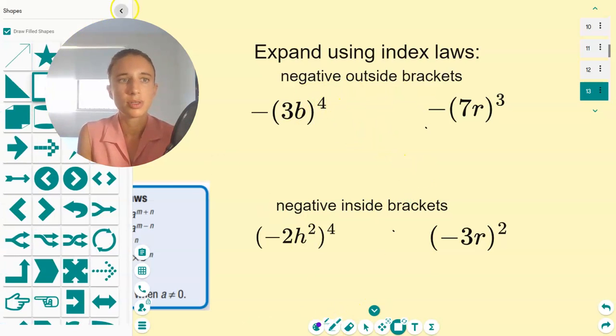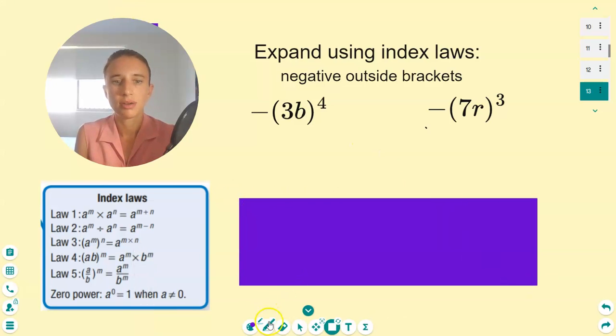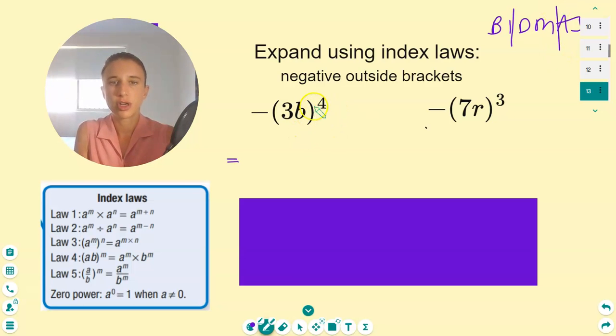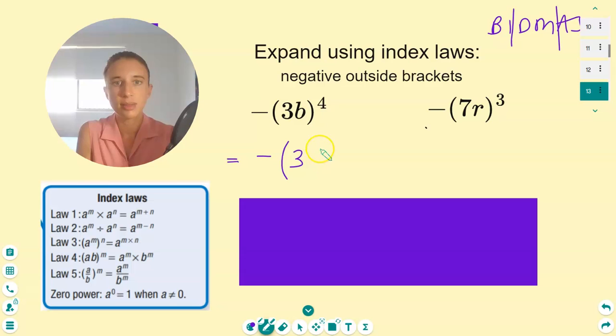All right, so I might just put a rectangle down to cover up those. So we have this one here, a negative outside of the brackets. Now BIDMAS again: BIDMAS says expand the brackets first. So this pair of brackets is raised to a power. I'm going to just write down that negative straight away and raise everything in the brackets to this power. So 3 to the 4, B to the 4.